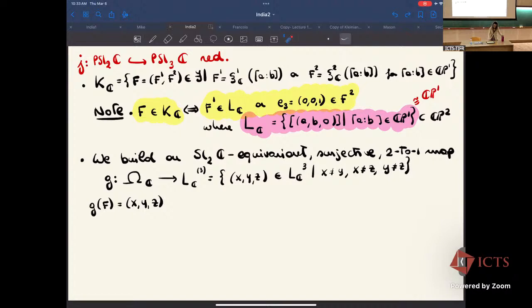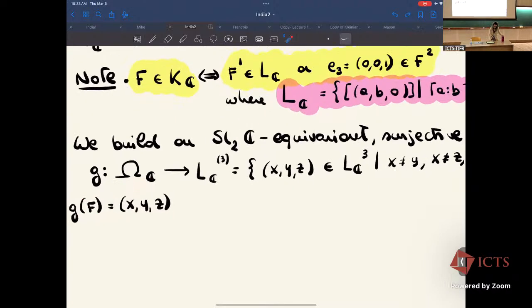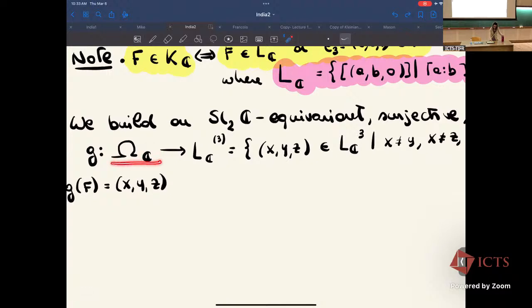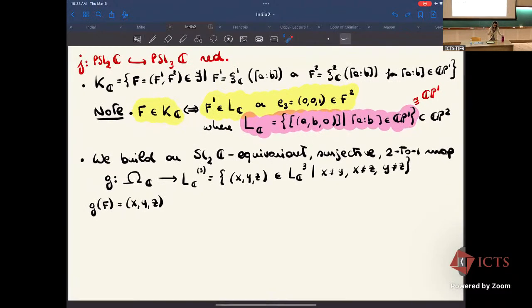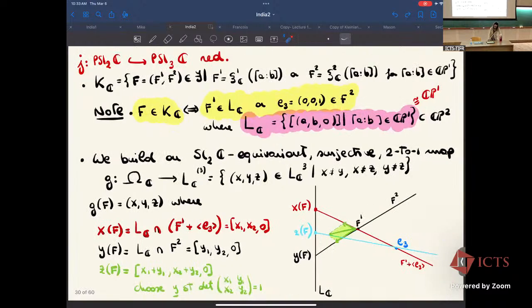Okay, so let me try to explain what we are doing. We want to build a map from our flags in the complement. So here I'm doing everything over C. So this is smaller than my domain of discontinuity, but I'll show you how to complete that. Okay, so we go from the complement of KC into three distinct points in CP1. How do we define these points? I call them X, Y, and Z. The first two are very natural.